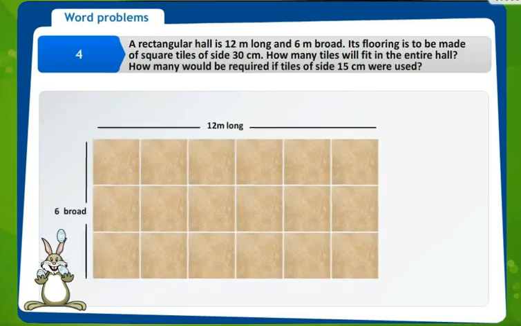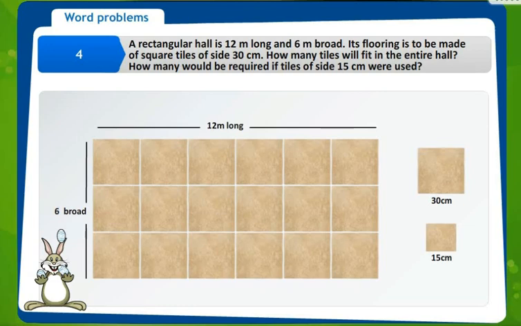A rectangular hall is 12 meter long and 6 meter broad. Its flooring is to be made of square tiles of side 30 centimeter. How many tiles will fit in the entire hall? How many would be required if tiles of side 15 centimeter were used?